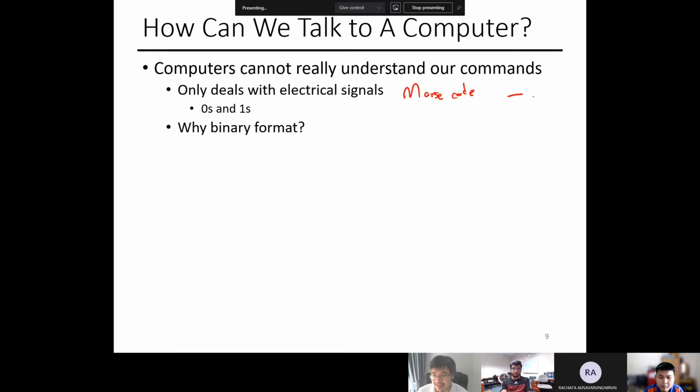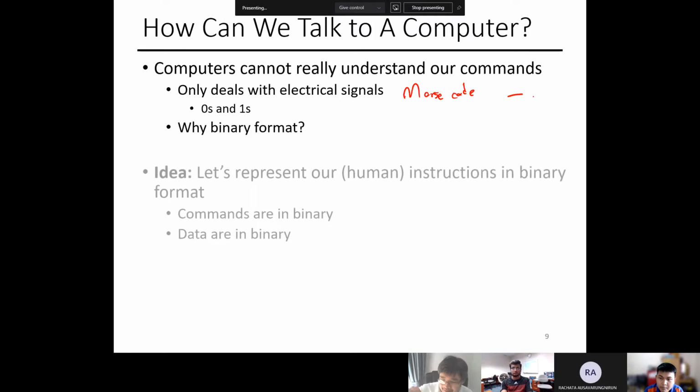So that's why binary format is kind of nice, because at the end of the day, it's simple to read. I just need to measure, hey, what's the voltage? Is it 0 or is it non-zero? If it's non-zero, that's a 1. If it's 0, that's a 0, right? In some computers, they flip that. If it's non-zero, that's a 0. If it's 0, that's a 1, depending on their design. But at the end of the day, it's just high and low voltage.